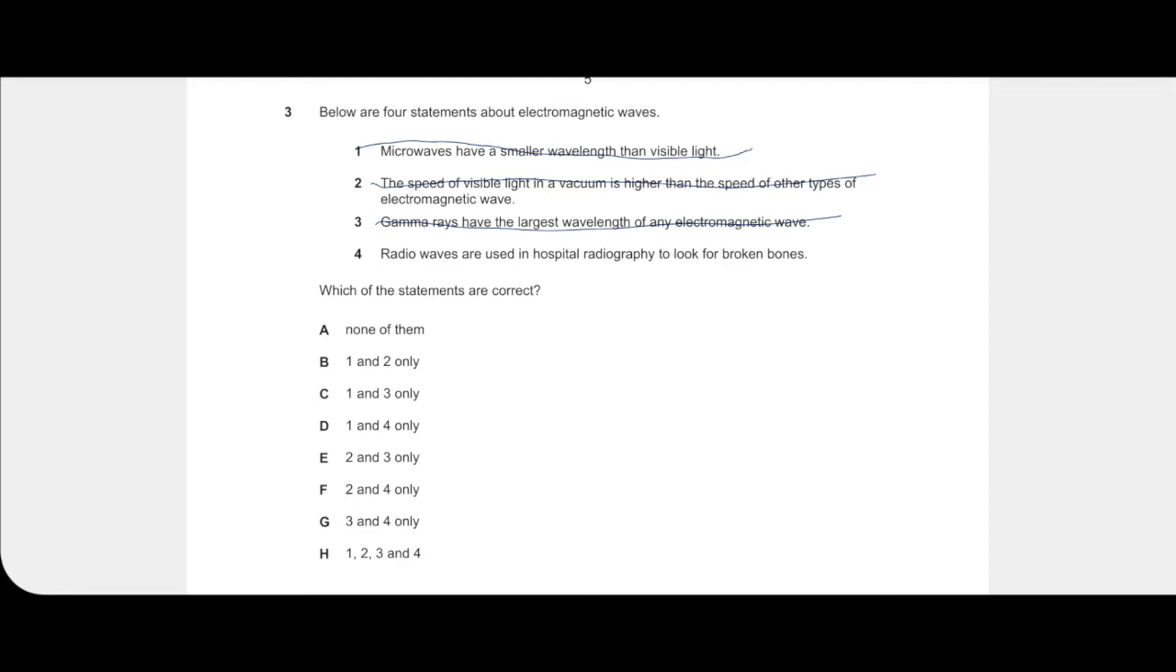4, radio waves are used in hospital radiography to look for broken bones. This is very, very obvious. Most of you are aspiring medics. They use x-rays in hospital radiography to look for broken bones. That's why people go, oh, I'm going to get an x-ray of my arm. So 4 is incorrect. And guess what? None of them are right, and the answer is A. And that's question number 3 completed.